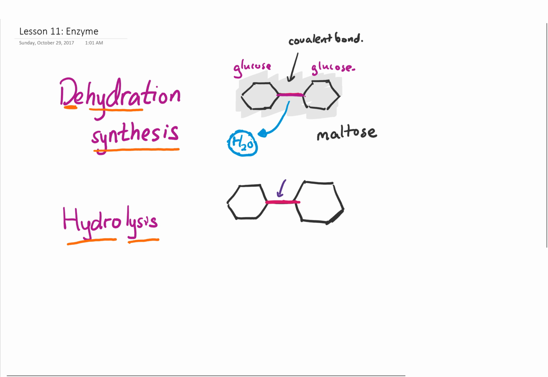And we're going to take one water molecule and attack that glycosidic bond or covalent bond and break it apart. Water molecule is going to reattach back. A maltose is going to be broken down into two separate glucose molecules. So two separate glucose molecules here. This is hydrolysis. So reaction 1, reaction 2.